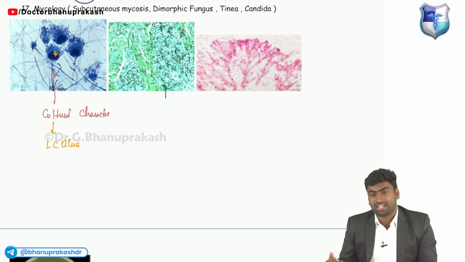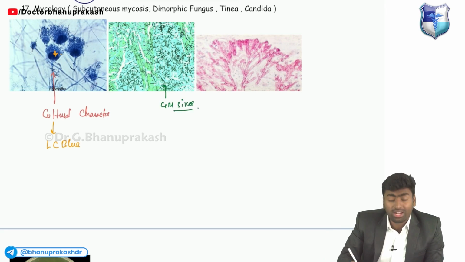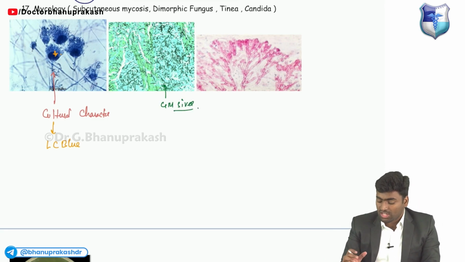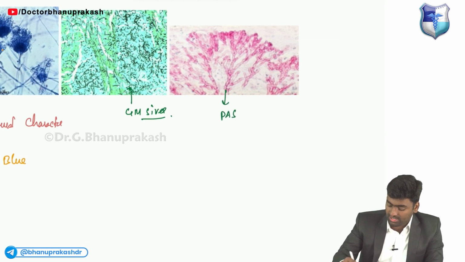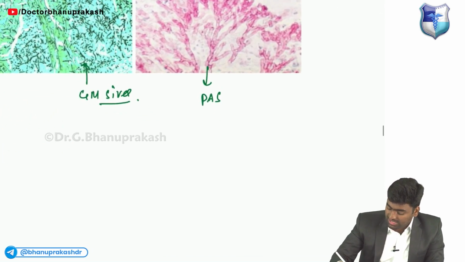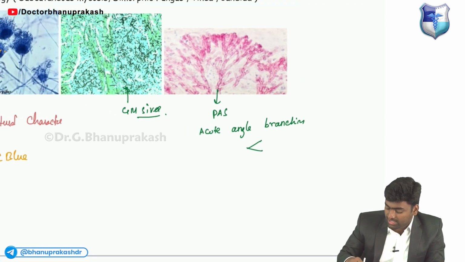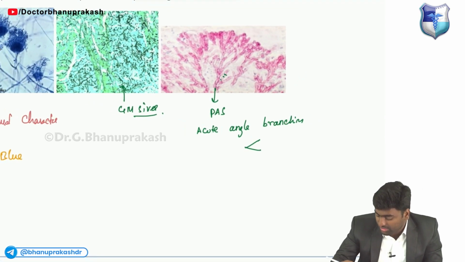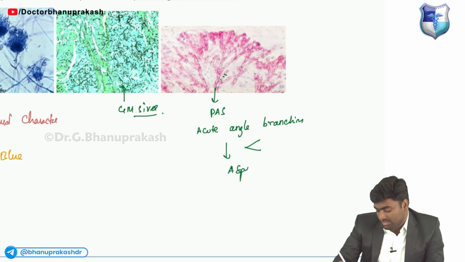Whereas if you see a black stain, it is the silver stain. So whatever organism stains black, it is the silver stain. And if it stains pink, it is the PAS stain. And in PAS, you will see acute angular branching, like 45 degrees, along with the presence of septae. So it is suggestive of Aspergillus.